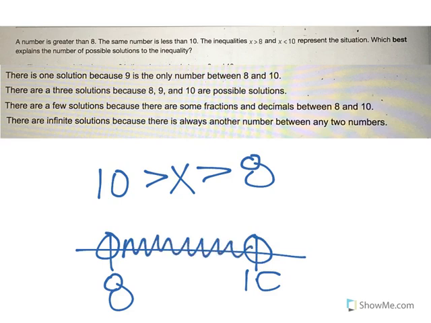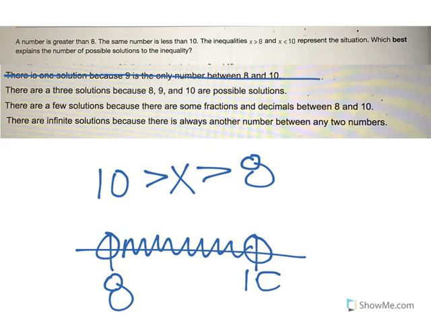So now we have to pay attention to the way it's worded, which best explains the number of possible solutions to the inequality. Let's look at the first option. There's one solution because 9 is the only number between 8 and 10. 9 is obviously not the only number. There's 9 and a half, 9 and 3/4, 9 and 7/8, so on and so forth. Now, if they said 9 is the only whole number or integer in between 8 and 10, that would be correct. But they did not say that, so that is not correct.